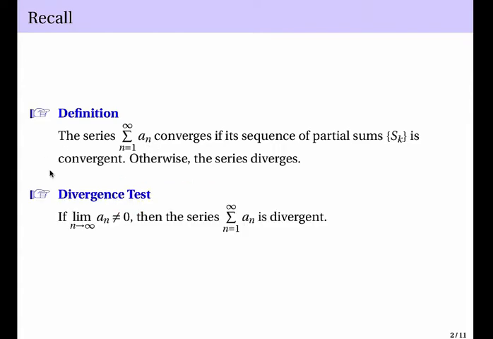Then we recall what we call the divergence test. If the limit of the terms a sub n as n approaches infinity is not equal to 0, then the series a sub n is divergent. Take note that this statement is a test for divergence. This is not a test for convergence. So do not use this statement in order to prove the convergence of a series. That is a mortal sin. Okay?